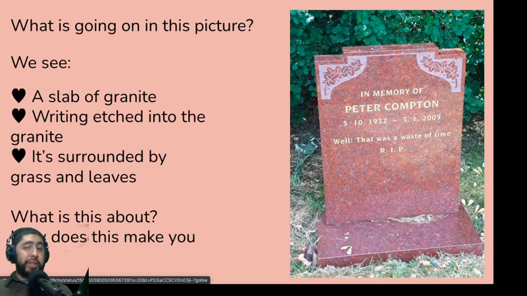They could have made it specifically to take a picture of, but through our visual literacy, what we've known growing up, looking at images and being educated on what images are, what they mean, we can deduce that this is probably an actual gravestone with the, I forgot what this is called, not epitaph. Maybe that's what it's called, but it says, "Well, that was a waste of time."